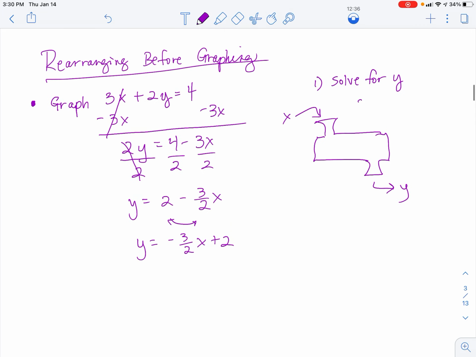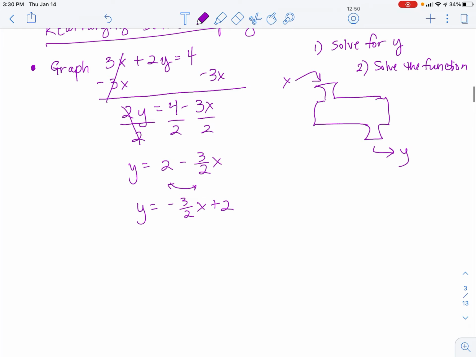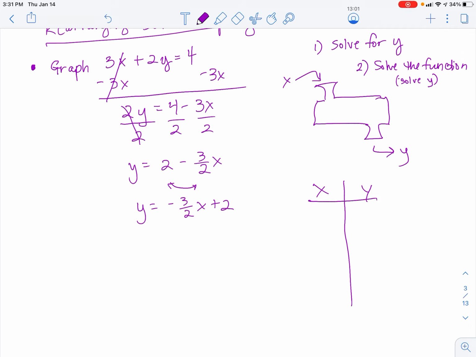All right, the second thing we're going to do is solve the function, which also means solve for y. I'm going to draw a little XY table here. You're going to remember doing this; we've been doing this since 8th grade, I believe, maybe even before that. We're going to pick a few values. I'm just going to pick 0, 2, and negative 2, just to give us a little bit of a spread on the graph.